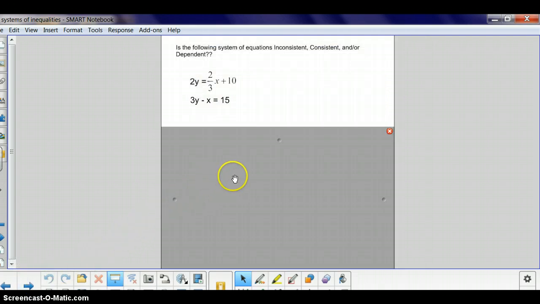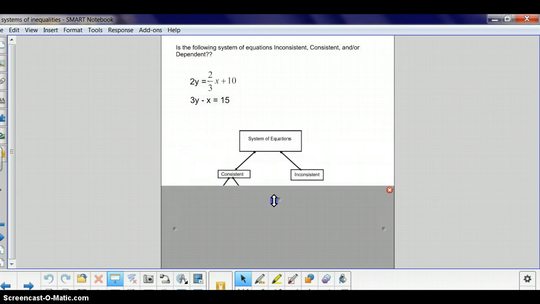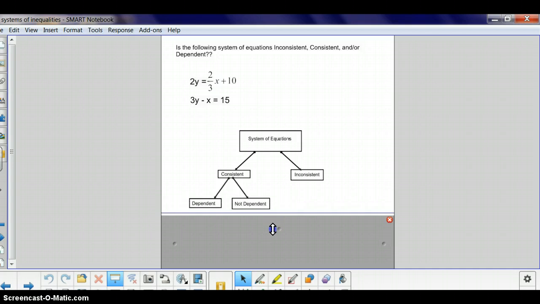Here is the following system of equations: inconsistent, consistent, and or dependent. In order to solve this, you need to determine how many solutions there are. Let's look at our train of thinking here. First, we need to decide if they are consistent or inconsistent. And then, if consistent, is it dependent or not dependent? Take a few minutes and decide here.